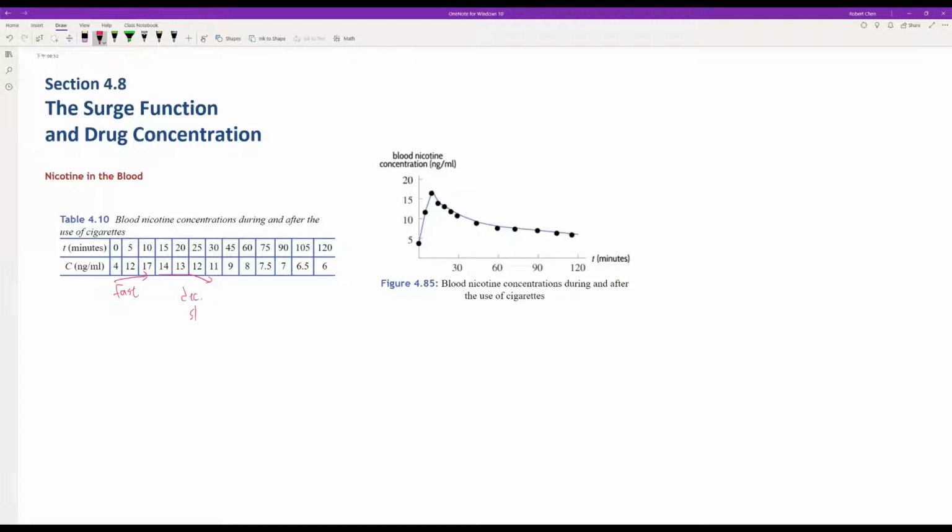Right, decrease slowly. Now in the graph we can see a sudden increase in the nicotine in your blood, increasing very fast in the first 5 to 10 minutes. And then after that it gradually decreases down, because as nicotine gets consumed by our body, there is less nicotine concentration in our body. Now, this type of function, where it increases suddenly and then decreases down slowly, is called a surge function. So this would be an example of the surge function.